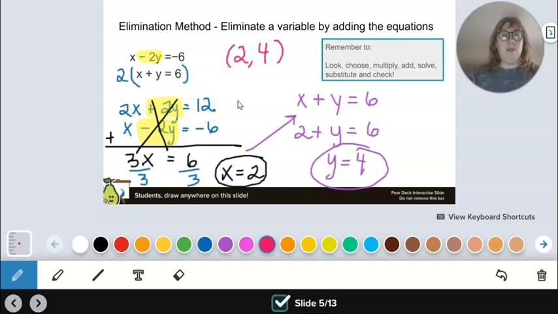And what this means is we have infinite solutions. So that means that these two equations are actually the same line. So this is infinite solutions.